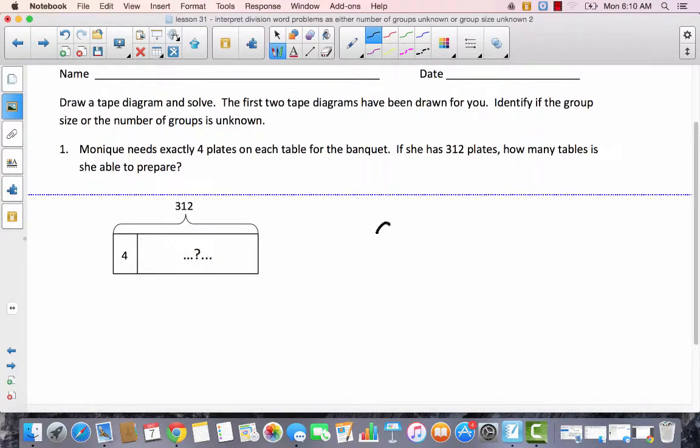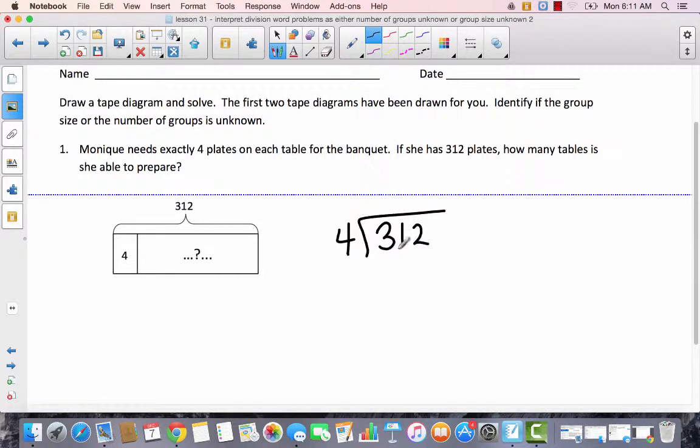So to find out how many groups, we would take 312 and we would divide it by 4. I want you to try to do that by yourself and then press play when you're finished and see if we get the same answer. All right, so I cannot divide 3 by 4 because it's too small. So if you'll remember from the last lesson, I said that we can go ahead and think of this as 31 divided by 4. Well, nothing divided by 4 is exactly 31.